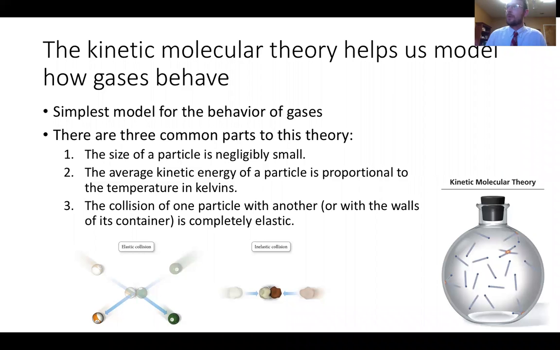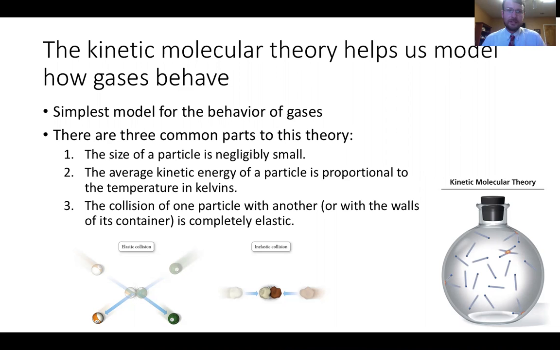So we're going to look at the kinetic model, or the kinetic molecular theory, which helps us model how gases behave, right? This is the simplest model for the behavior of an ideal gas. There are three common parts of this theory. The first part is that the size of a gas particle is negligibly small compared to everything else, and the volume that it's found in, right? The gas particle is so small compared to everything else. The average kinetic energy of a particle is proportional to the temperature in Kelvin. We talked about this: the higher the temperature, the faster the particles move, and the more kinetic energy they will have.